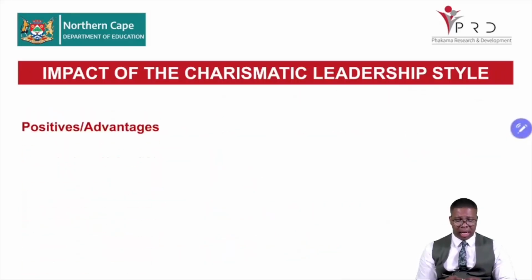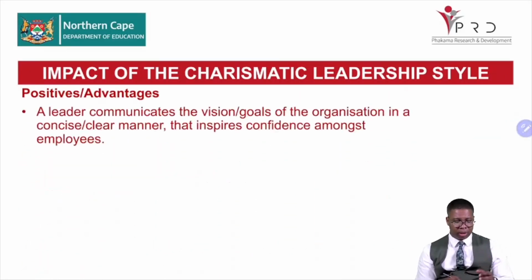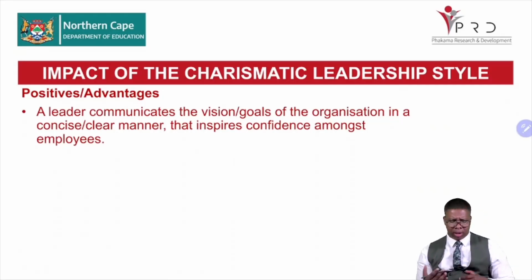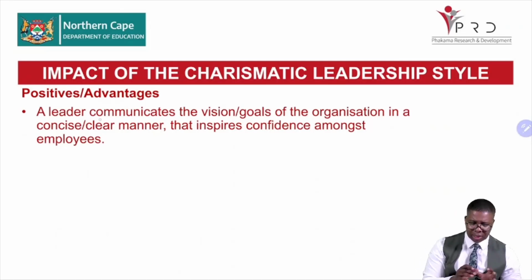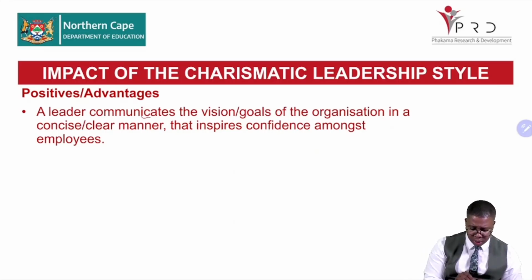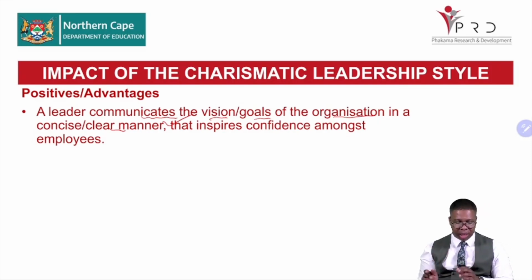Let us look into charismatic leadership style. What are the positives there? We said this is a leader that uses charm. So the charm is their skills, their ability to communicate, their ability to sell the vision, the ability to make everyone feel that they can do it and they can achieve it. So this leadership style will bring these positives. A leader will communicate the vision or goals of the organization in a concise and clear manner. So everyone will understand what is to be achieved.